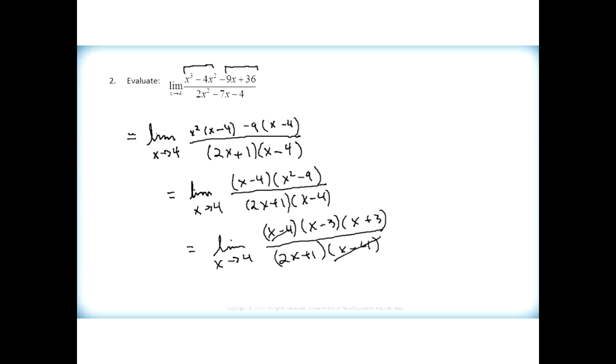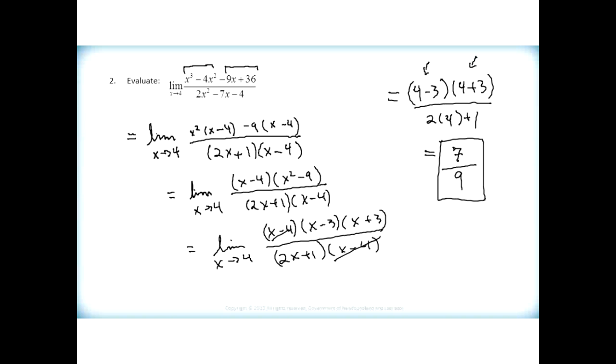The x minus 4's, they're gone, and so we can just fill in our 4 now, and so our limit becomes 4 minus 3 times 4 plus 3, all divided by 2 times 4 plus 1. So in the numerator, I get 1 here times 7 there, so that's a 7 upstairs, and downstairs I have a 9. So 7/9 is our limit.